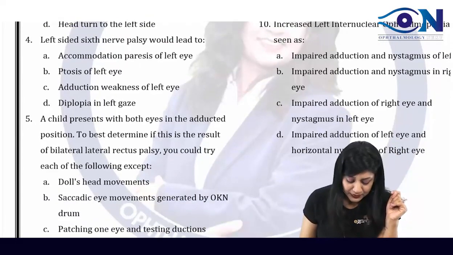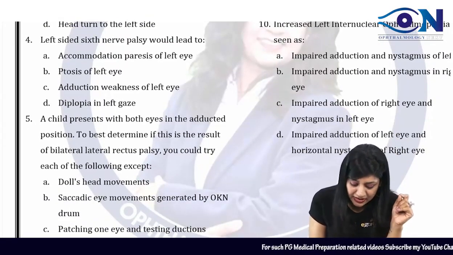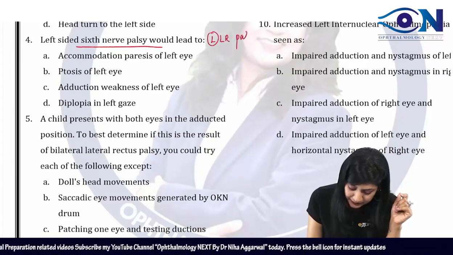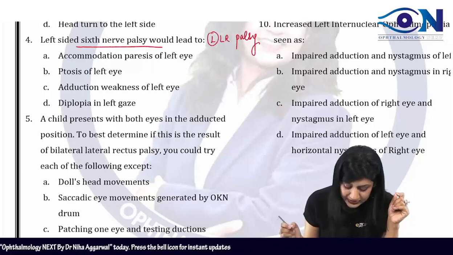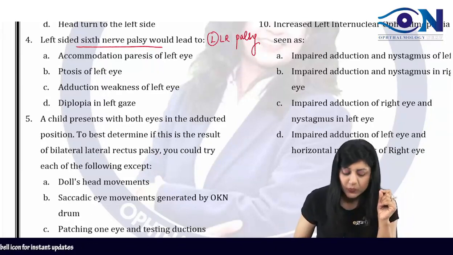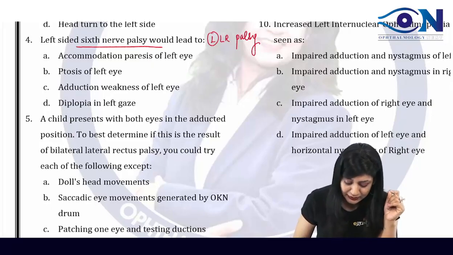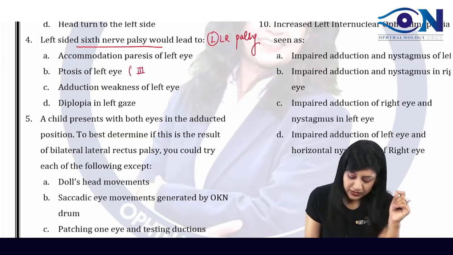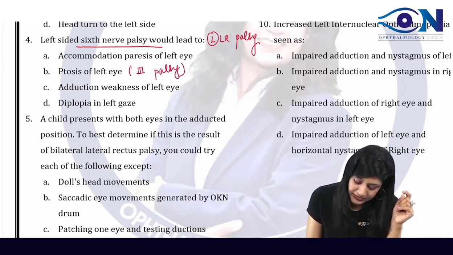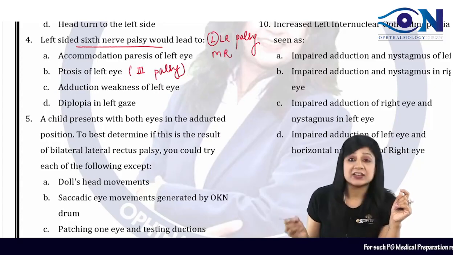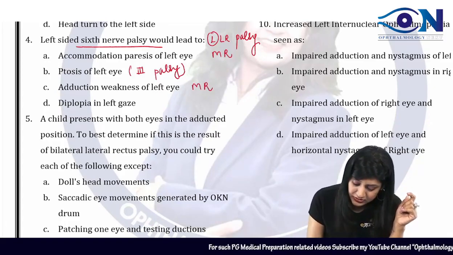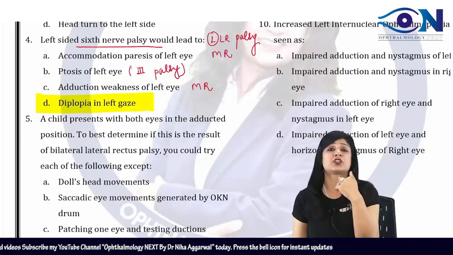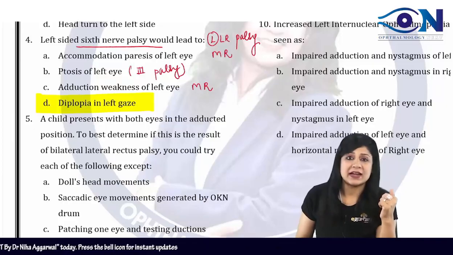Coming to the next one, left-sided sixth nerve palsy. Sixth nerve palsy means left lateral rectus palsy. So left lateral rectus palsy is going to affect what? Number 1, accommodation paresis of the left eye? Ptosis? No, ptosis occurs in third nerve palsy. Accommodation paresis and adduction weakness are by the medial rectus. So this will cause diplopia in the left gaze, because diplopia is always maximum when the patient looks in the direction of action of the paralyzed muscle.